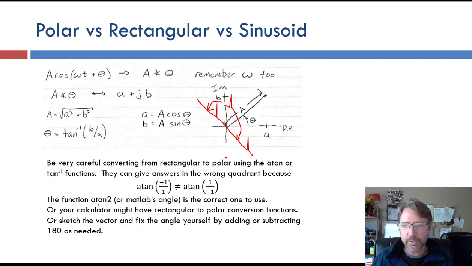If you're just doing it on your calculator, generally just sketch it and fix it by adding or subtracting 180, once you figure out which quadrant you're in. If you get an angle like -45, when you really know it should be something like 135, you just add 180 in, and off you go. So that's the caution on arctangent.